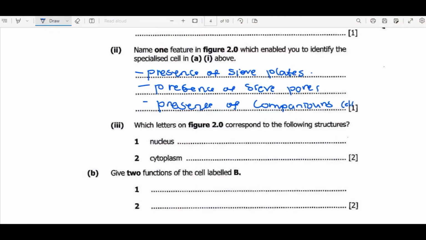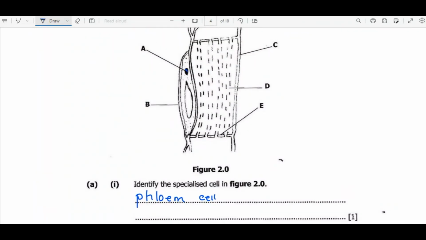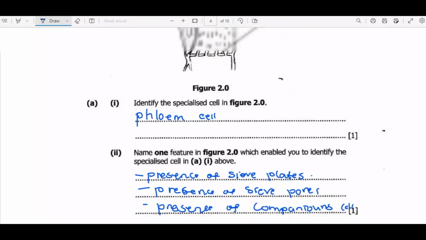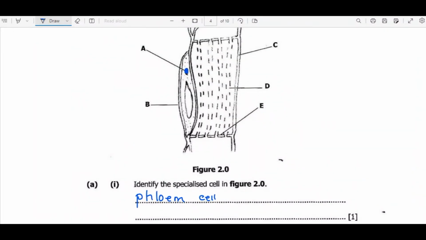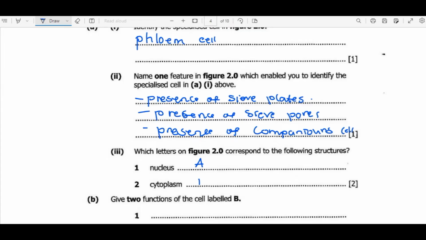Then Roman number 2, which letters on figure 2.0 correspond to the following structures? The first one, nucleus. So nucleus, this is a shaded part, which is A. Then cytoplasm must be a solution. A solution, or the letter corresponding to a solution, is letter D. So we'll have our D here.